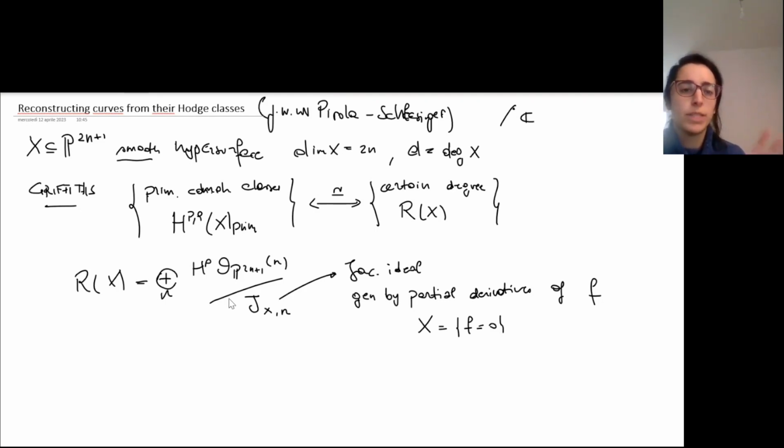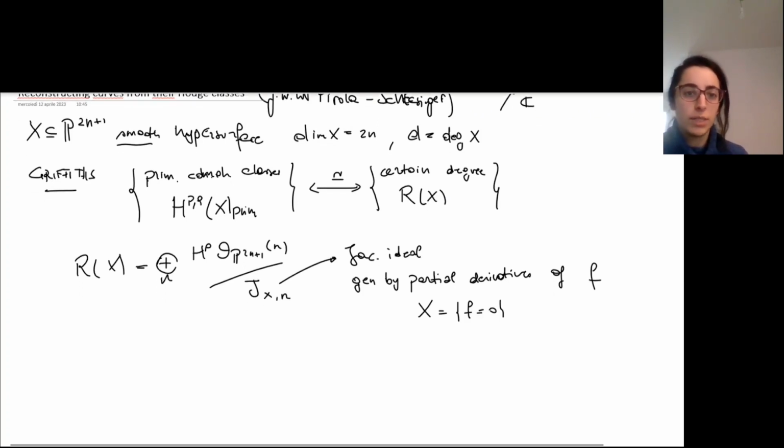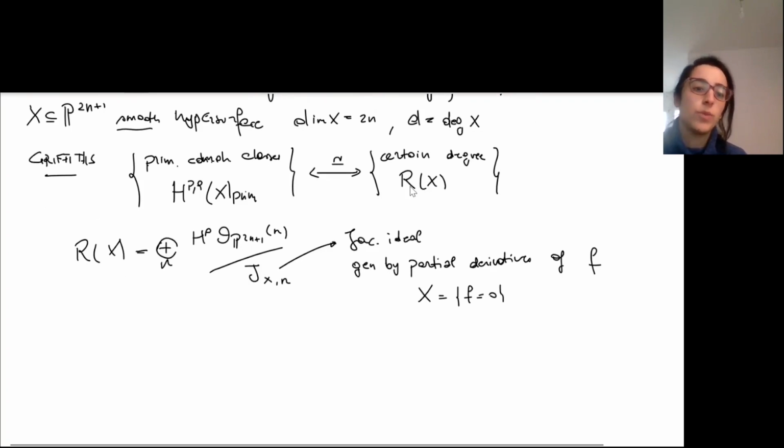And what's the point for us? The point is that whenever we take a class, we can attach to it polynomials, and hopefully those polynomials, which are easier to study, can give us back information on the class. So this is what I mean by reconstruction, and I will explain better. I just write down the case we will use.